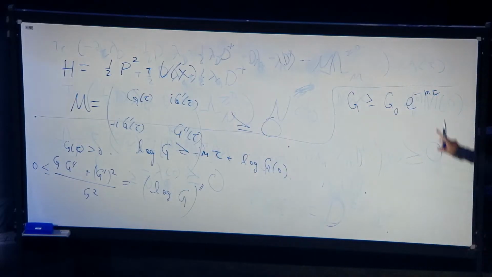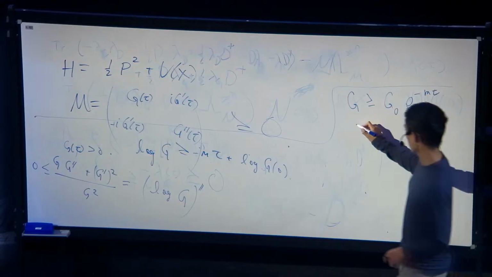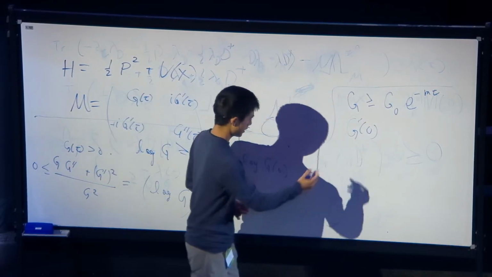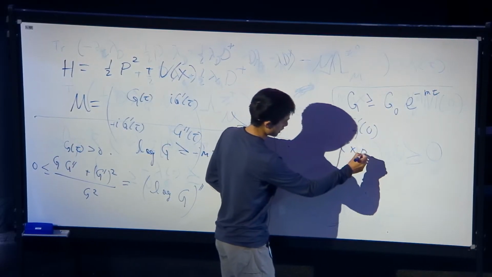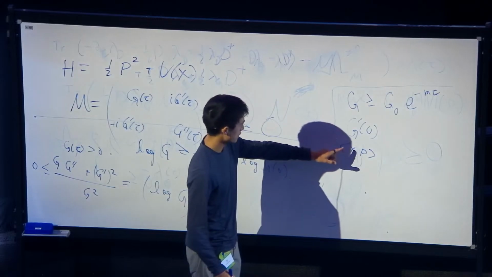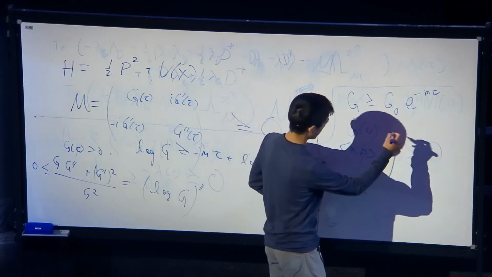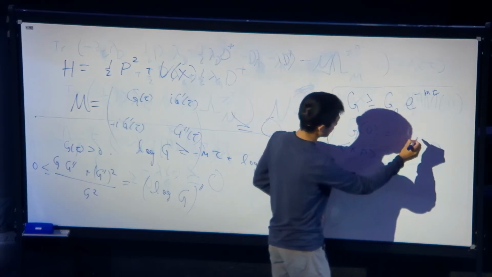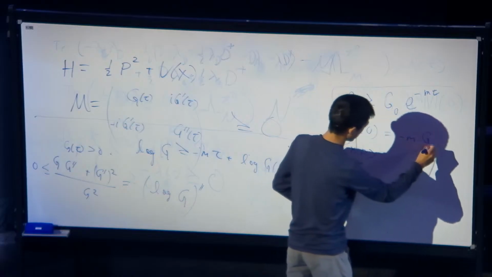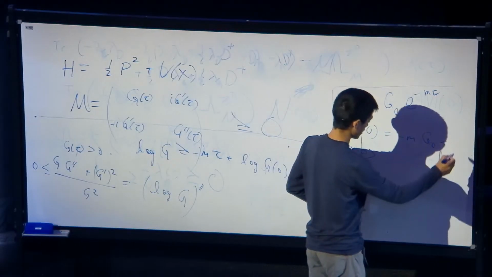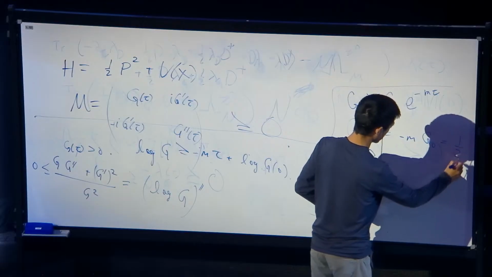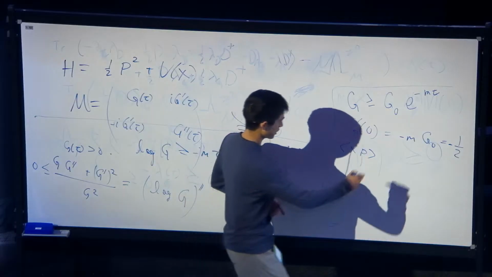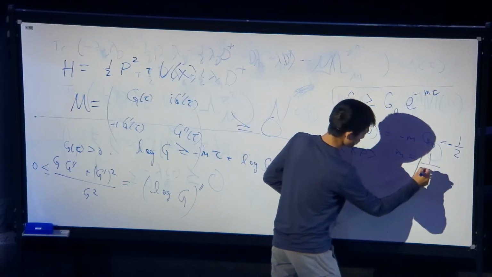In fact, we can say what m is. We can take G prime at 0. G prime at 0 is just the expectation value of XP, basically, and that gives you some factor of 1/2. So G prime of 0 is basically 1/2. On the other hand, that's also equal to minus m G0. I think I got a sign wrong. It should be minus 1/2. So we learned that m is just equal to 1/2 G0.